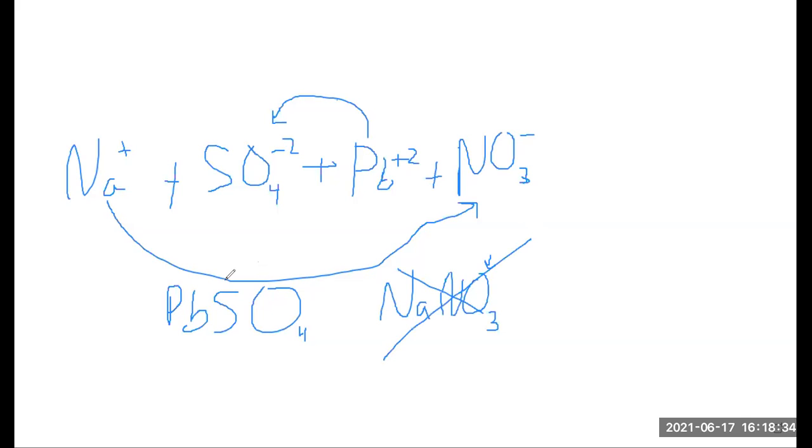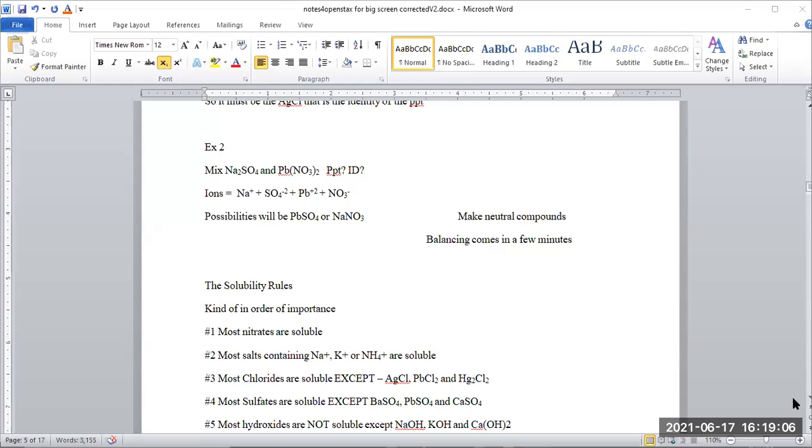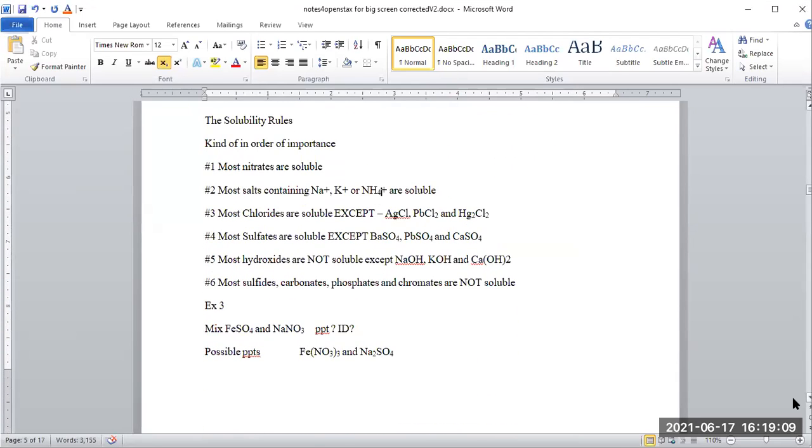So go back and look at this one. It's like, okay, we've got a sulfate, and it's a notable exception. This is the identity of your precipitate. I did make a precipitate, and it was lead sulfate. So keep track of the rules. The rules are of great use.